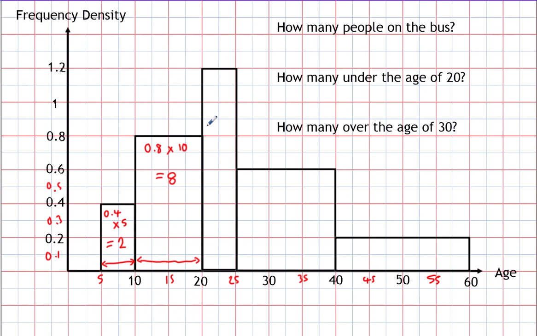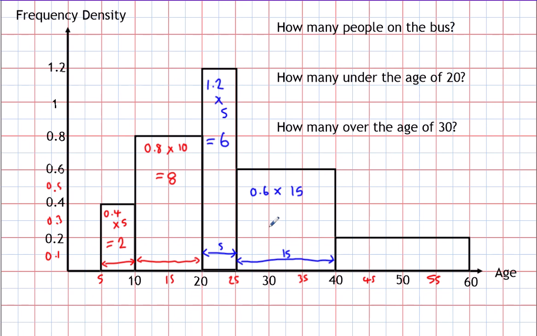Then we've got our most tightly packed bar. Now we've not necessarily got the most people in, but because it's so thin, they're tightly packed in. So it's 1.2 tall times 5. Now 12 times 5 is 60, so 1.2 times 5 is 6. So it's not the most, but it's a very thin bar. It's only half as wide as the one before, so it needs to be a bit taller. Bar 3 then is 0.6 tall, it goes from 25 to 40, so it's 15 wide.